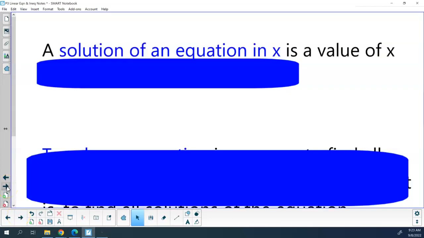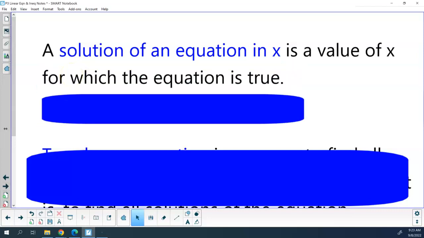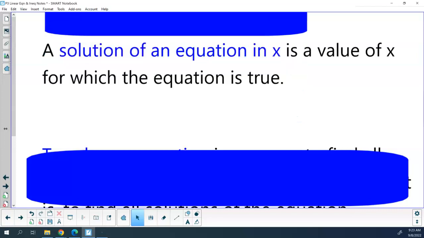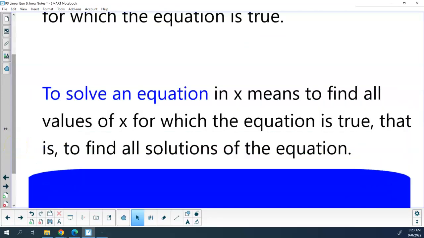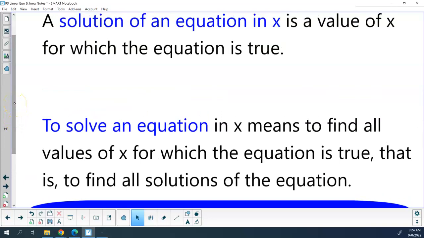Here we go. Okay? A solution of an equation in X is a value of X. Anybody know what a solution is? Or the true definition of a solution? It's not what X equals. It is what makes the equation true. A solution makes your equation be true. To solve an equation in X means that you're going to find all the values of X that make that equation true. That is, to find all of the solutions, because a solution makes the equation true. So when you're solving, you're not just finding one, you're finding all.